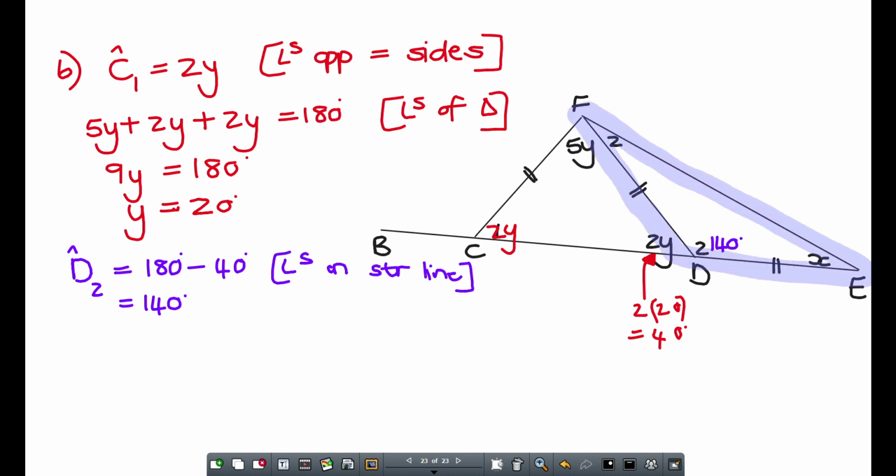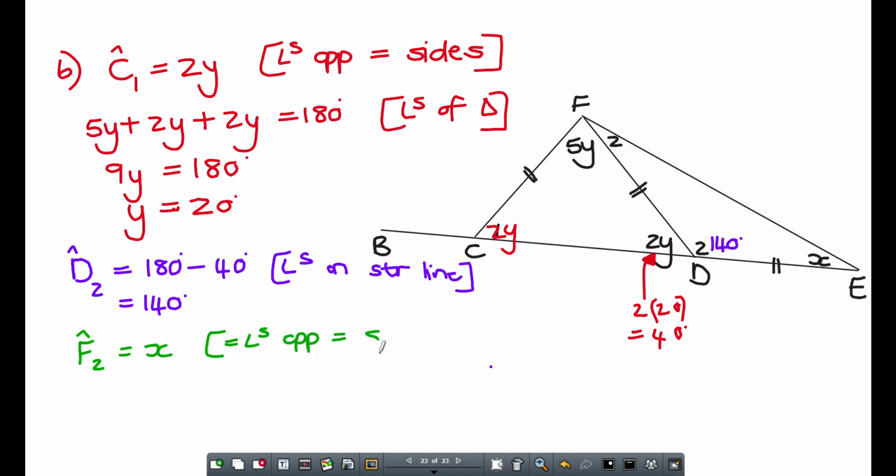that is an isosceles triangle, right? So we draw this curve. We can say that angle F2 will also be x, because it's an isosceles triangle, and we can't write that as a reason. We've got to say equal angles opposite equal sides, or just angles opposite equal sides. Same thing.